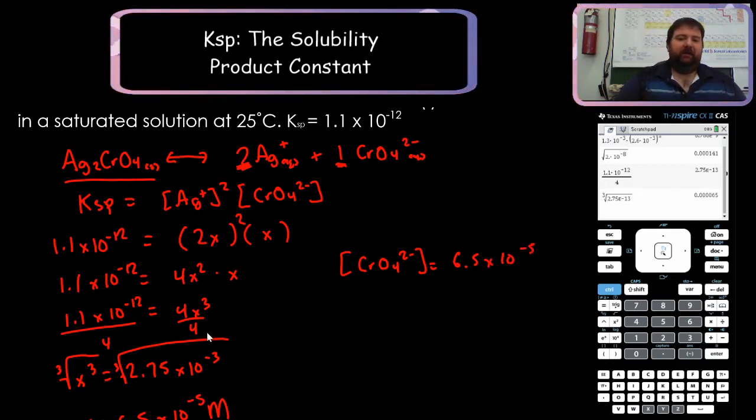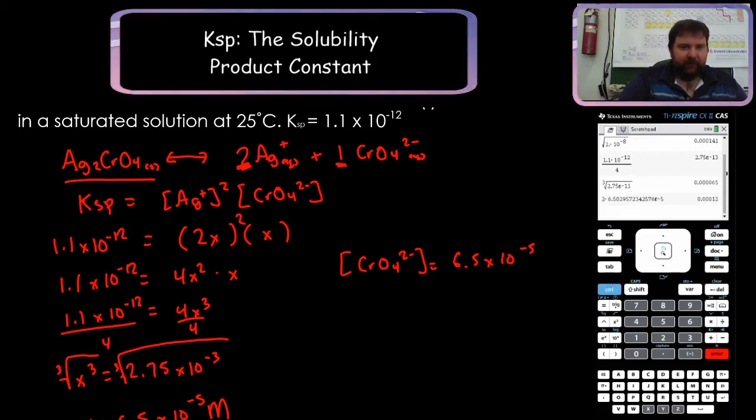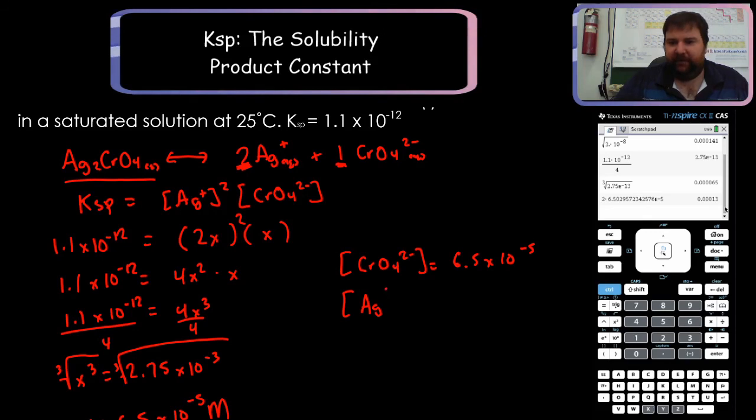All right. Silver, we have twice as much. So we need to double our answer. So 2 times our answer is 1.3. And the reason why I'm doing this is because our exponent's going to change. 1.3 times 10 to the negative 4. So the concentration of Ag+ is 1.3 times 10 to the negative 4. And of course, these are molarities.